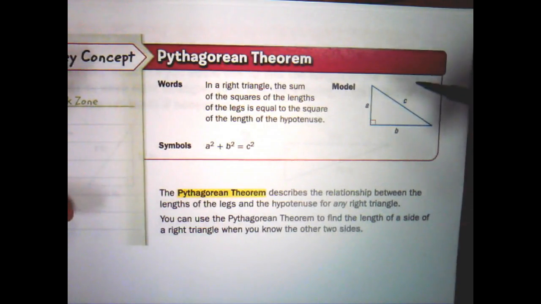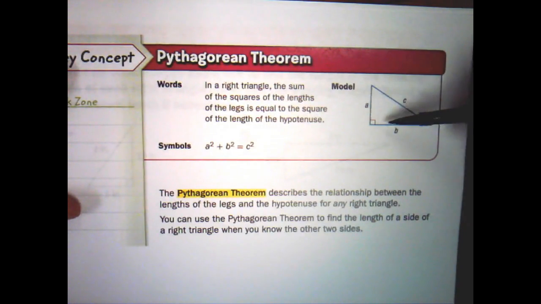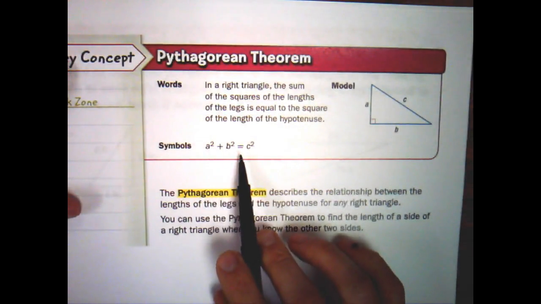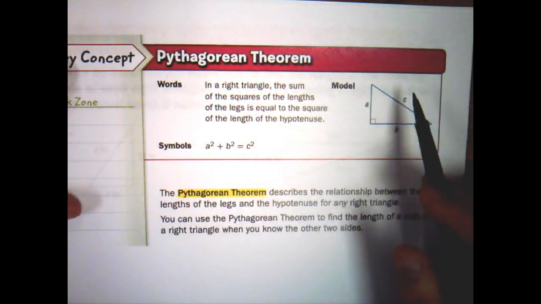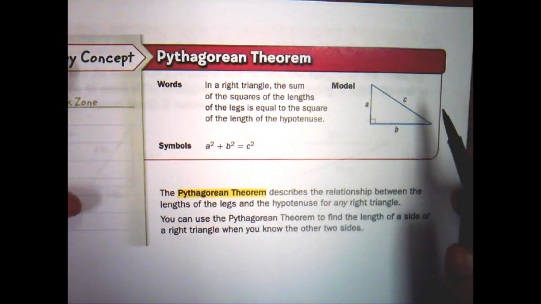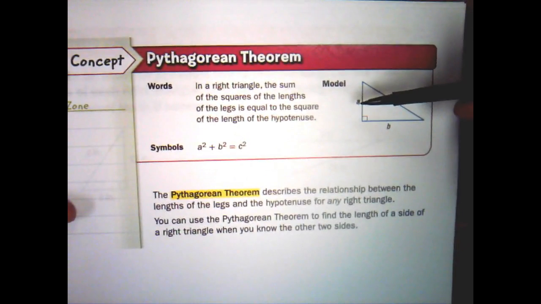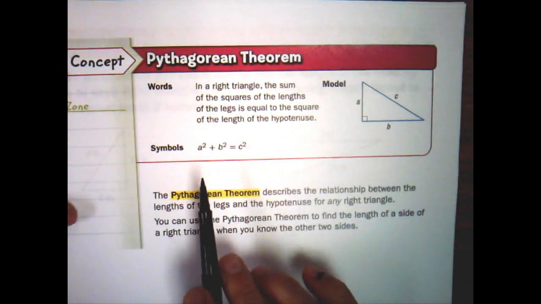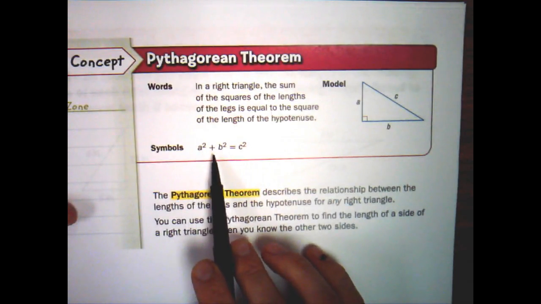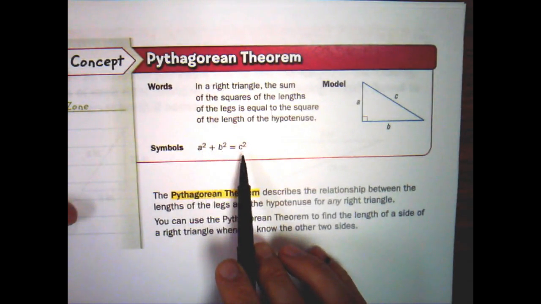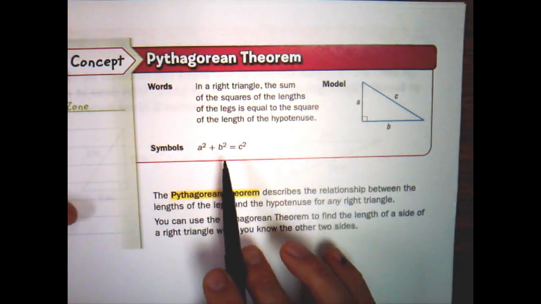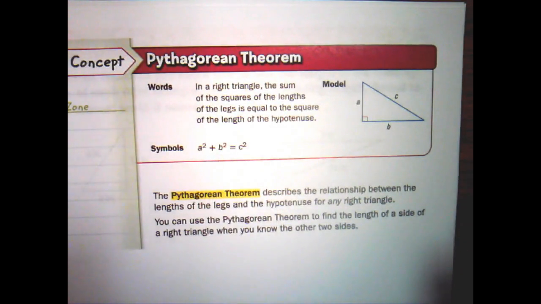Basically what that means is you take the lengths of the two legs and you square them and add them together, and that will equal the length of the hypotenuse, or the longest side, squared. Okay, so if we look at the model here where the legs are a and b with the hypotenuse c, our Pythagorean theorem says a squared plus b squared equals c squared. And that's the important part to remember. a squared plus b squared equals c squared.